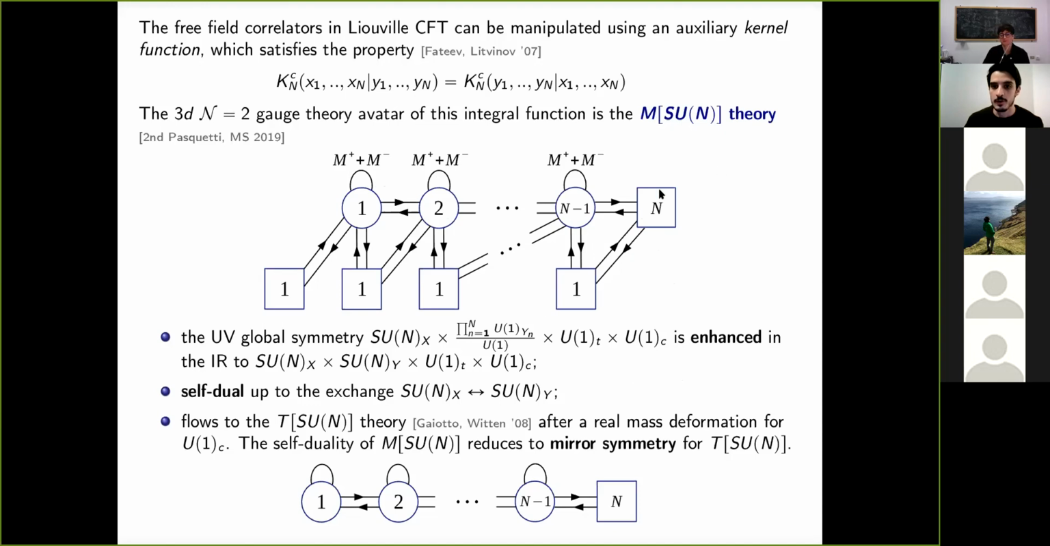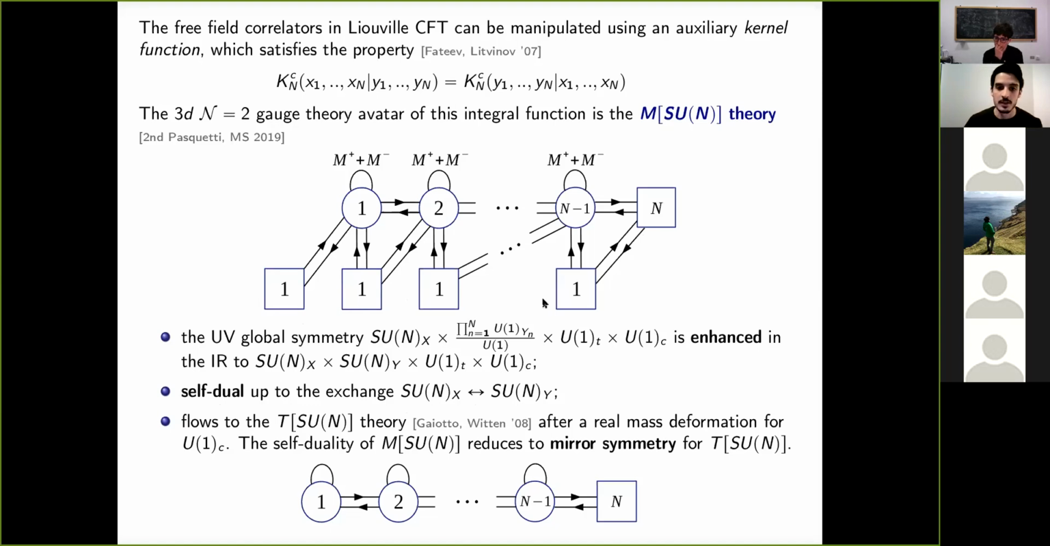In the UV, we have a manifest SU(N) symmetry and a bunch of U(1) symmetries, but these U(1)s are enhanced in the infrared to a second SU(N). So these two SU(N)s that the theory has in the infrared correspond to the two sets of parameters of the kernel function. And the symmetry property of the kernel basically translates into a self-duality of the theory. So this means that the theory is dual to itself, but with a non-trivial map of the global symmetries. The two SU(N)s are exchanged.